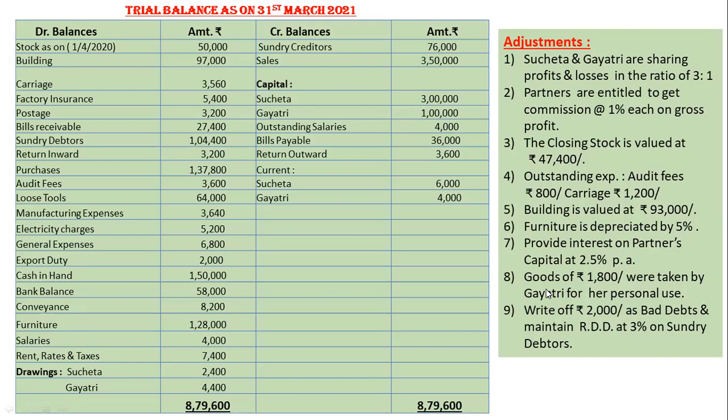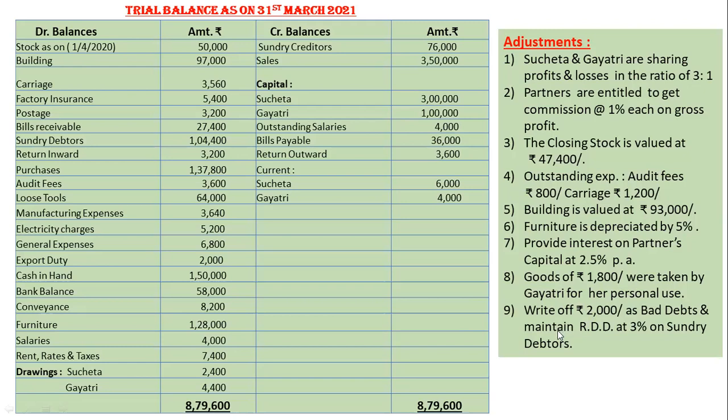Next, eighth adjustment, goods of rupees 1800 were taken by Gayatri for her personal use. First effect will be in trading account credit side, and second effect be taken in partners' current account debit side.